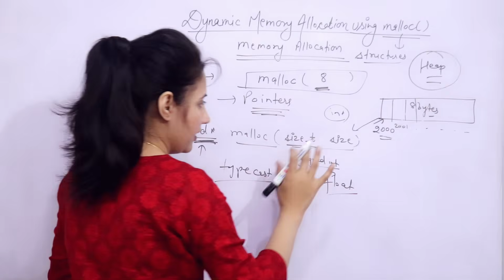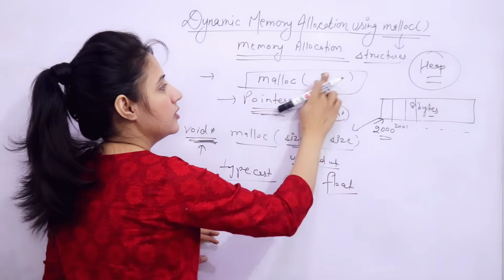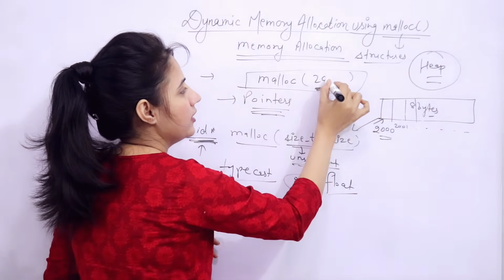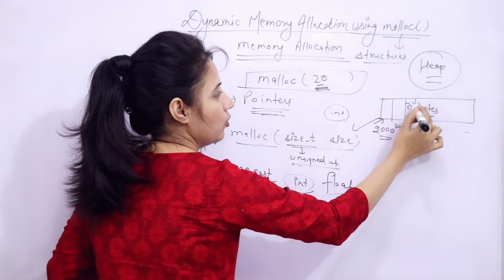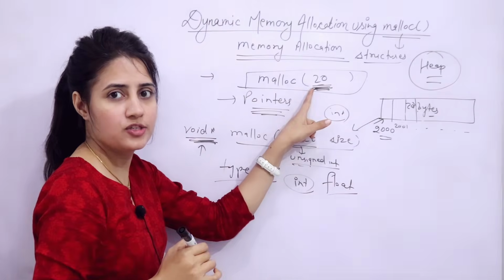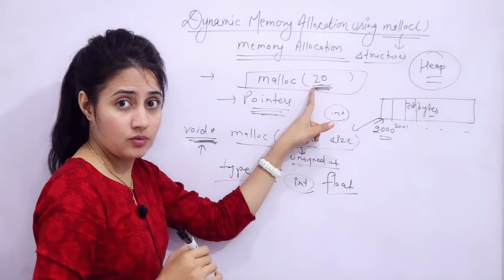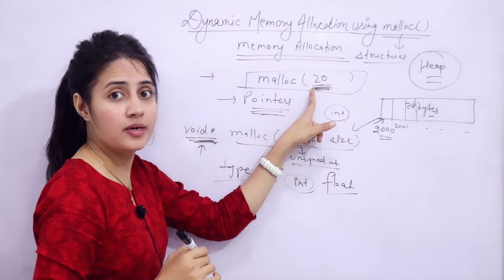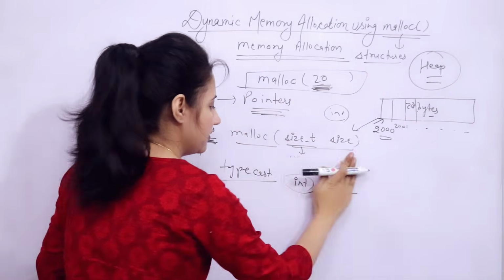Next is size, it is what, unsigned int. Okay. Now, if we write here 20, then a 20 byte block would be allocated. But generally we don't write this fixed value here. Which operator do we use? The sizeof operator. So how will we write this?